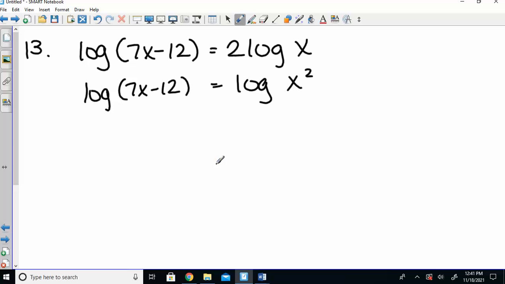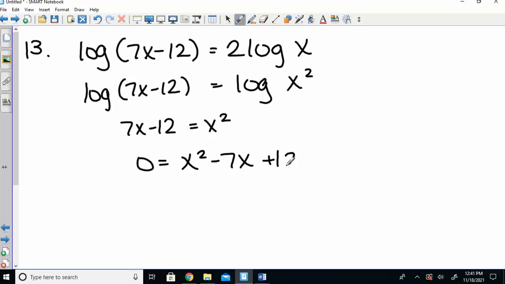So now we have that log on each side, so we can drop it. So 7x minus 12 equals x squared. It's a quadratic, so we always want to set these equal to 0. I want my square term to be positive, so I'm going to subtract over my 7x and add over my 12.